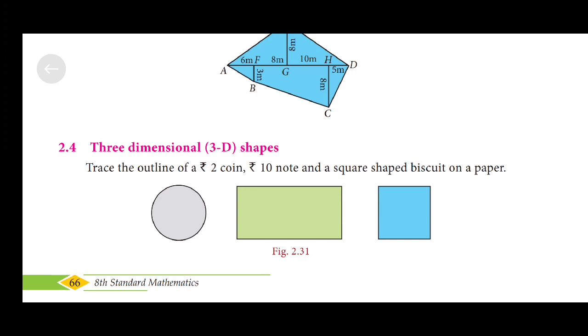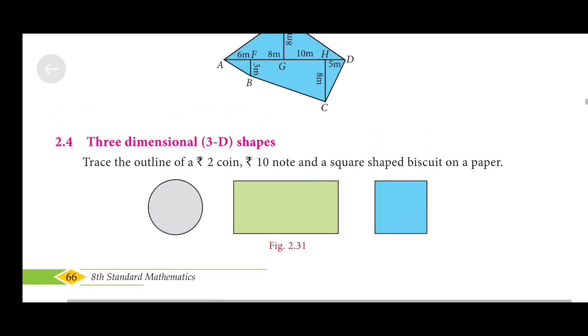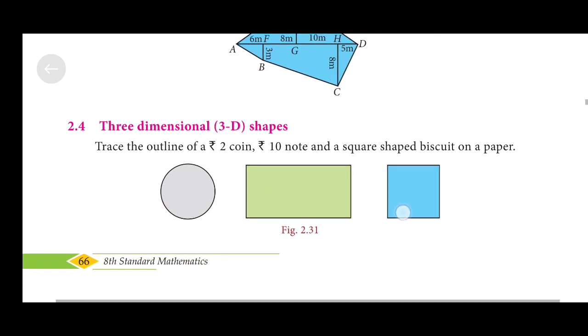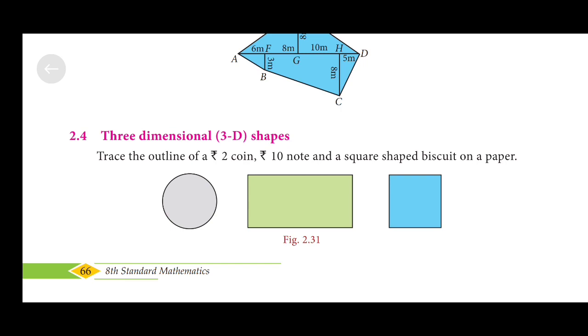So, first we will see the introduction, because if you understand the concept, it will be easy for you to solve these exercise sums. So listen carefully. Trace the outline of a 2 rupee coin, a 10 rupee note and a square-shaped biscuit on the paper. So here they mention trace the outline of a 2 rupee coin, then a 10 rupee note. Consider this as a 10 rupee note. Then the square-shaped biscuit on a paper.